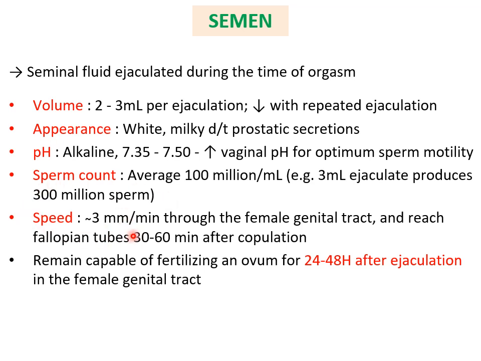The speed of sperm swimming is about 3 millimeters per minute through the female genital tract. Once the semen is in the female genital tract, the sperm is capable to fertilize the ovum up to 48 hours after ejaculation.